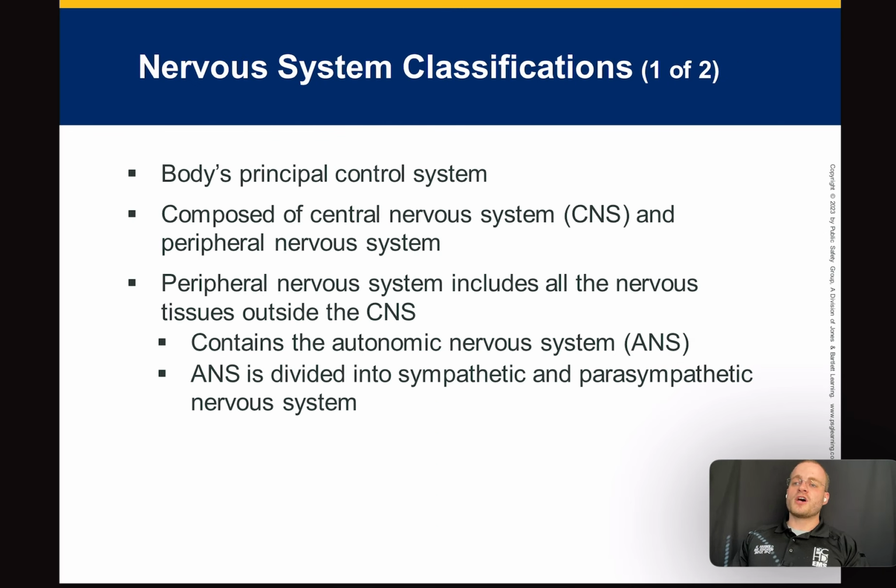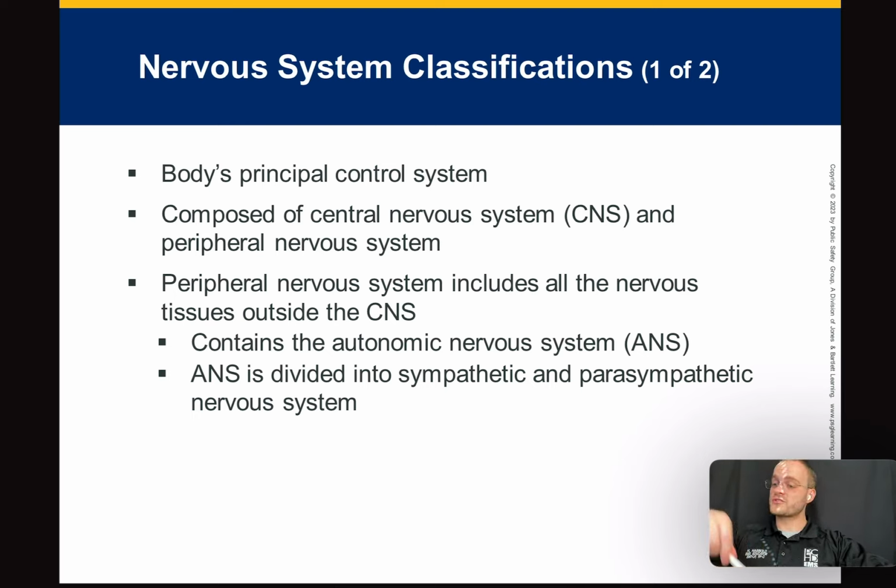Okay, so we'll talk about some CNS drugs. Hang with me. These drugs are kind of scary, because when you start messing with chemicals within the brain, you're going to get some pretty drastic effects sometimes, right? So the CNS, the central nervous system, is the principal control system of the body, okay, and the peripheral nervous system includes all the nervous tissue outside of the central nervous system.